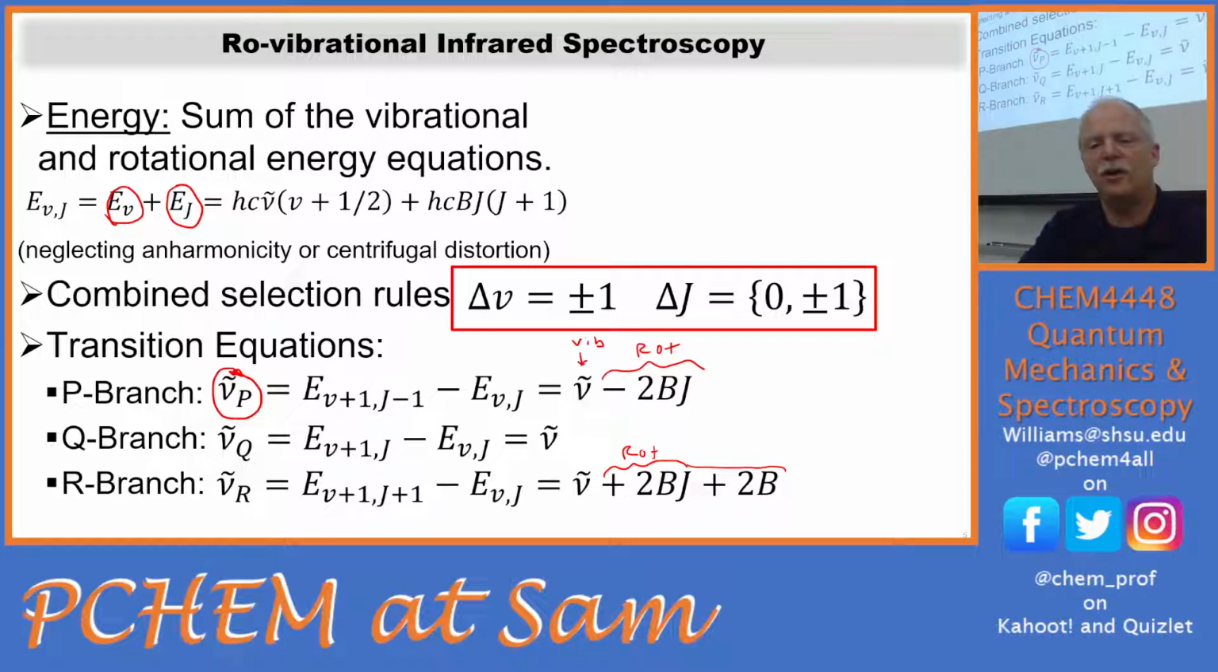Notice that as I go up in J value, from J equals 0 to J equals 1 to J equals 2, I get another unit of the rotational constant times 2. So the spacing between those lines is 2 times the rotational constant. That's great because I can get the rotational constant from the spectrum by taking differences in those peaks. And the rotational constant contains my bond lengths and bond angles.